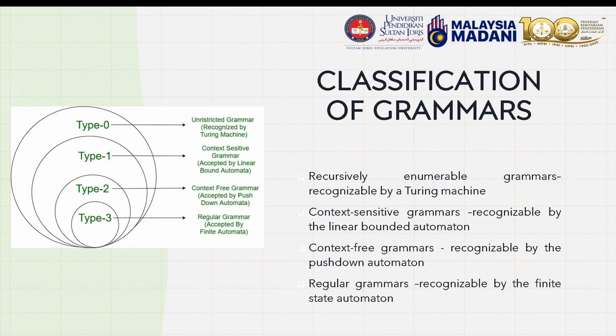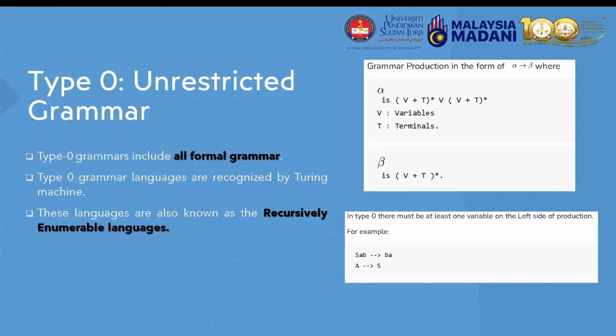Later I will explain. Okay, type 0 unrestricted grammar. Type 0 grammar is unrestricted grammar, a phrase structured recursively enumerable language and general grammar. Unrestricted grammar permits production of A implies B.